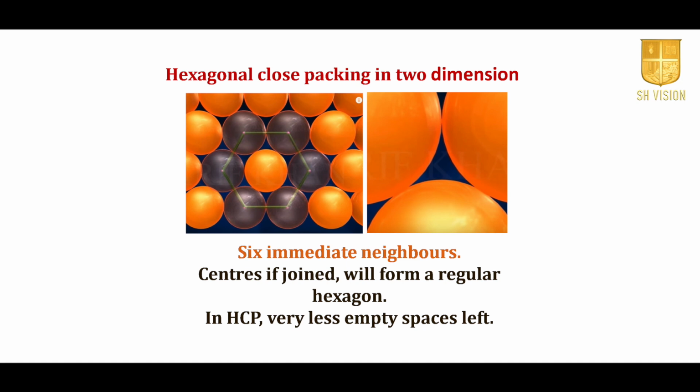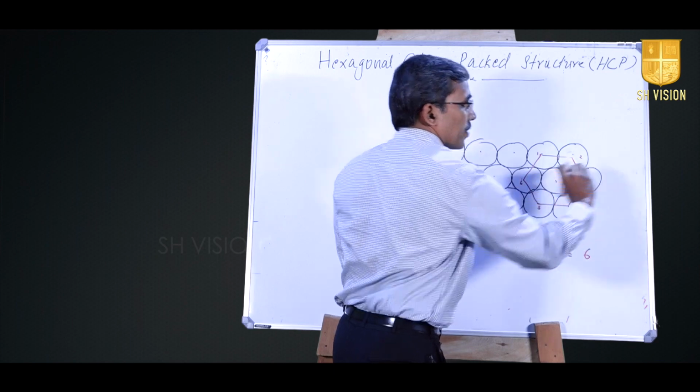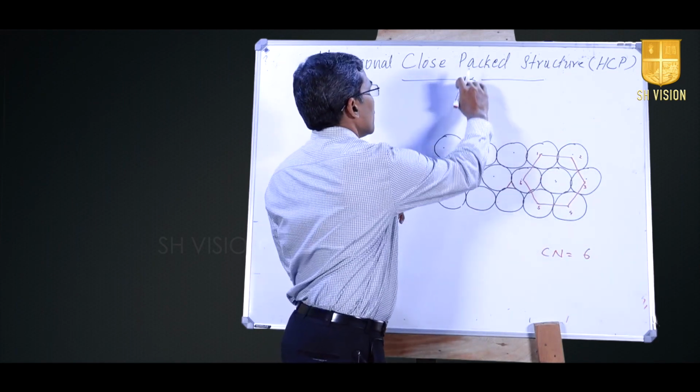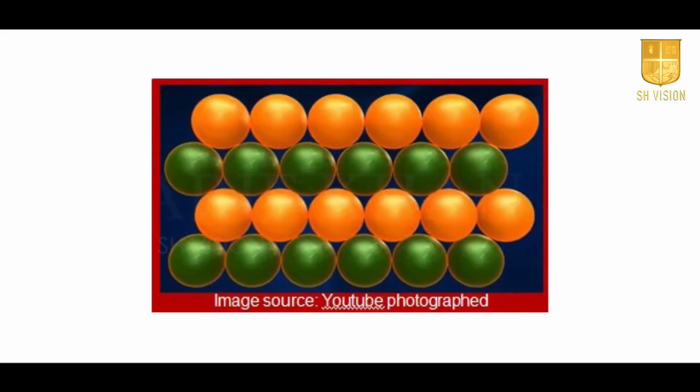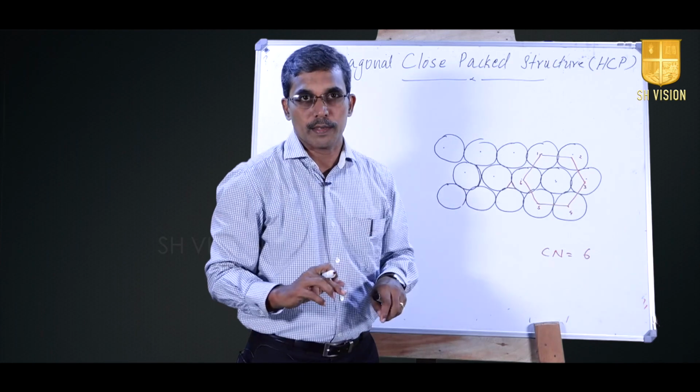Layer number 1 and layer number 3 are aligned identically, whereas layer number 2 is aligned differently. That means even numbered layers will be aligned identically and odd numbered layers will also be aligned identically, but it is different from the alignment of the even numbered layers. So, this is how we are getting close packing in 2 dimensions.